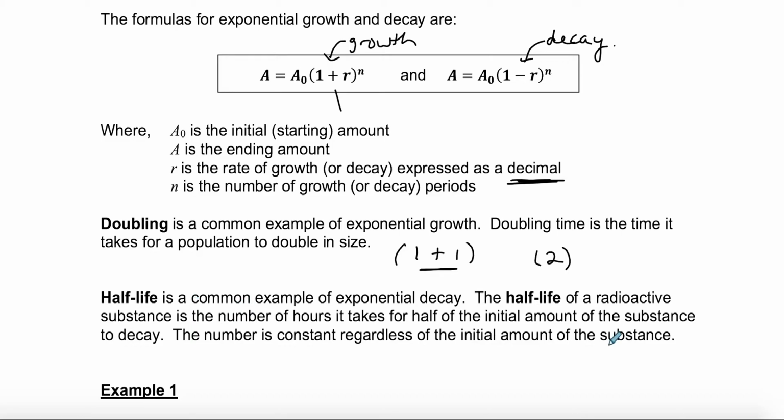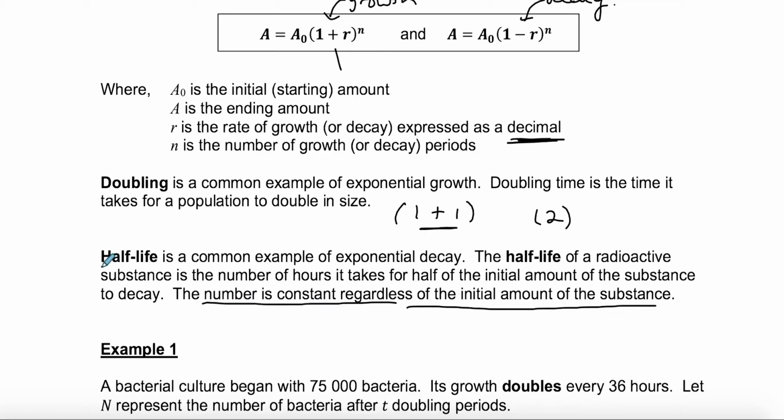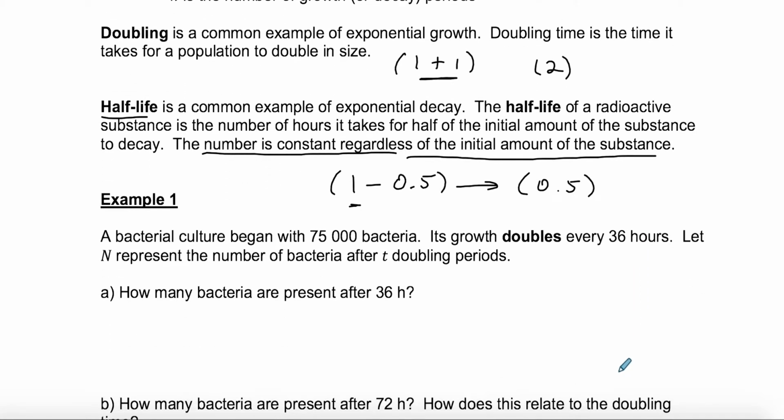Half-life is also a common example of exponential decay. The half-life of a radioactive substance is the number of hours it takes for half of the initial amount of the substance to decay. So the number is constant regardless of the initial amount of the substance. If you had a half-life question, inside the bracket we would have a 1 minus the amount, and if our amount is being cut in half, we would use 50%. So inside our bracket, we would end up with 0.5. Something less than 1 is showing you that the amount that you started with, which was 100%, has gone down or decreased. So let's just look at how to use this formula.